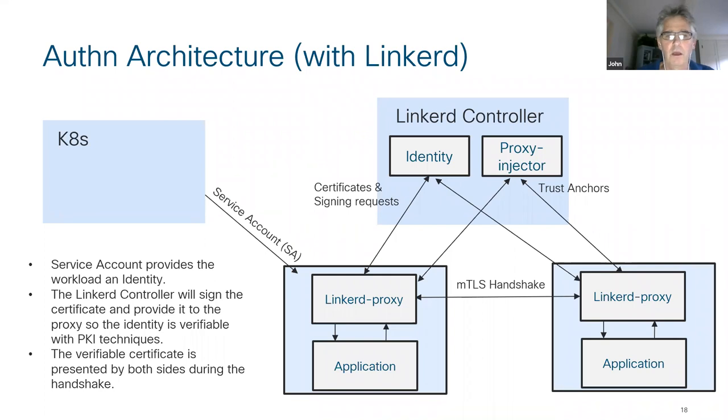The Linkerd controller will sign a certificate based on that identity in a way that a peer can use PKI techniques to validate it. And it does that via some of the certificate signing requests and trust anchors that it's passing over to the proxies. And once that's all done, then the mTLS handshake can happen at the proxy level, and the application is unburdened by the need to perform this handshake, nor deal with any of the service accounts, signing requests, trust anchors, any of that. So it frees the application to be a lot more streamlined.